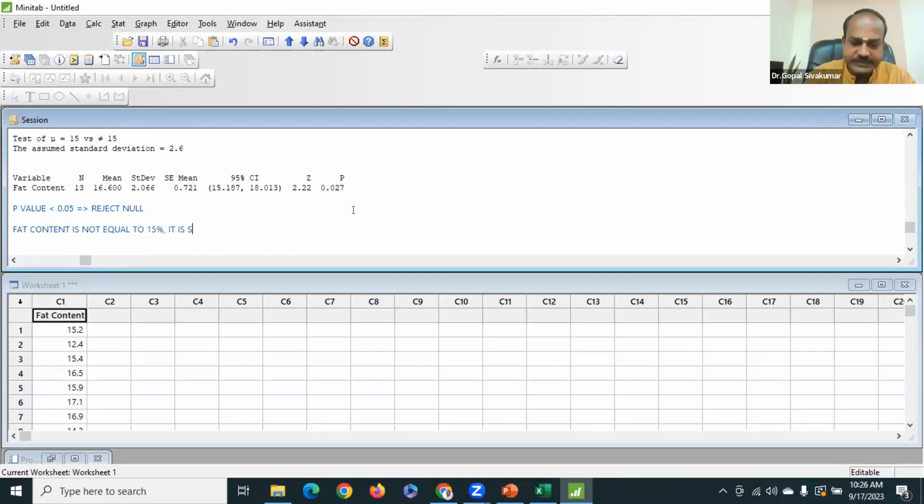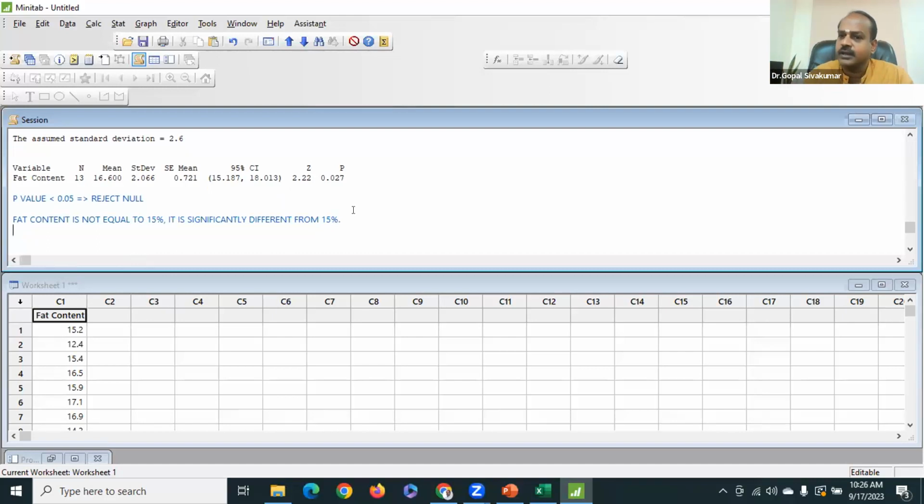It is significantly different from 15%. Under such a conclusion, do you really want to use this cooking oil for your family or for your friends, or do you want to recommend it to your clients? No. Why should you take unnecessary risk, right? So you can't consider this deviation as a random one. This is a significant one. That is why you rejected the null.